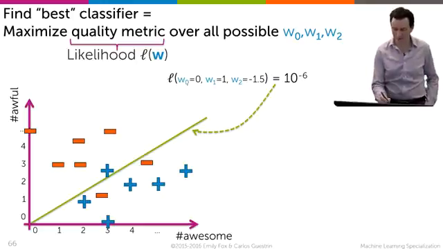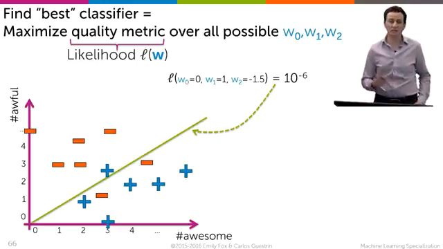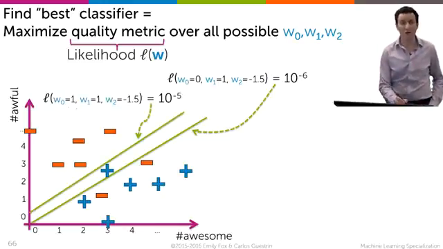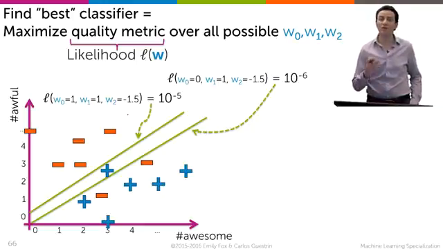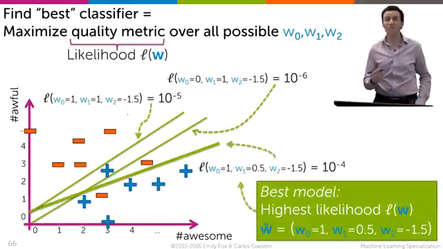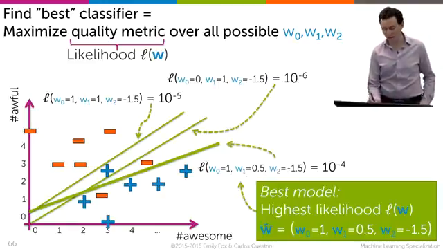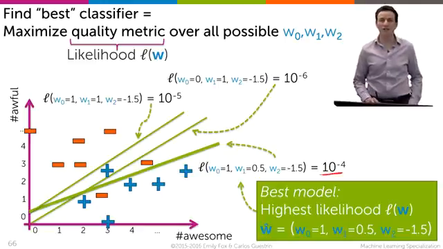So for example, if the parameter W0 is 0, W1 is 1, but W2 is -1.5, the likelihood might be 10 to the -6, pretty small. These numbers actually tend to be pretty small. For this alternative line, where W0 is now 1, W1 is still 1, W2 is -1.5, the likelihood function is a little better, 10 to the -5 instead of 10 to the -6. But perhaps for this best line over here, where W0 is 1, W1 is 0.5, and W2 is -1.5, you get the best likelihood, 10 to the -4.